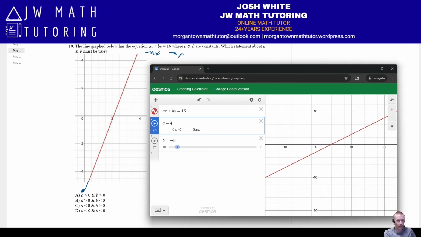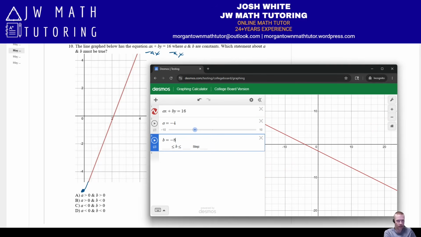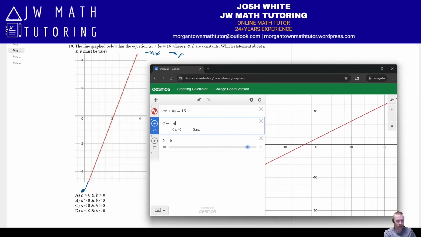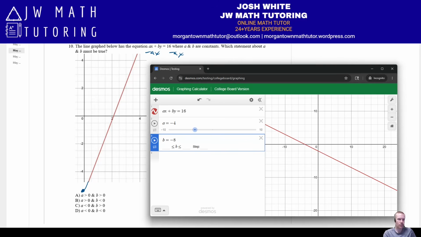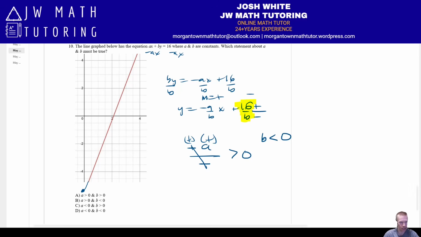Then you could try, let's say you wanted to try choice C, so you make this negative and this positive. The slope is right, but the y-intercept is wrong. And if you go to check D, where you make them both negative, here the y-intercept is right, it's negative, but the slope is wrong. So this is how you could do the problem, just visually, going through each answer choice and inspecting it in Desmos.